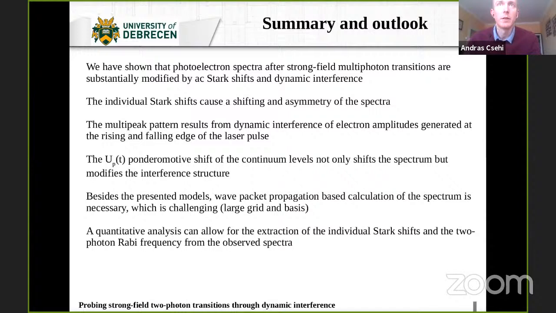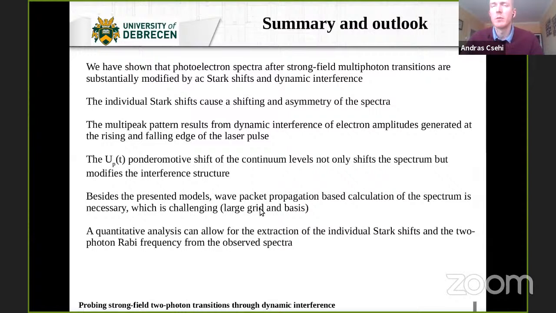These presented models are useful and important, but we are also working on a wave packet propagation approach to fully verify the results shown here. It's a very challenging task because we need a large spatial grid, because we want to keep the outgoing wave packet to get the spectrum. Hopefully we'll get it soon. We also need long pulses, because to be state selective during the excitation, we need long pulses which have narrow bandwidths, and that's why we need a long grid, several times 10,000 atomic units or so.